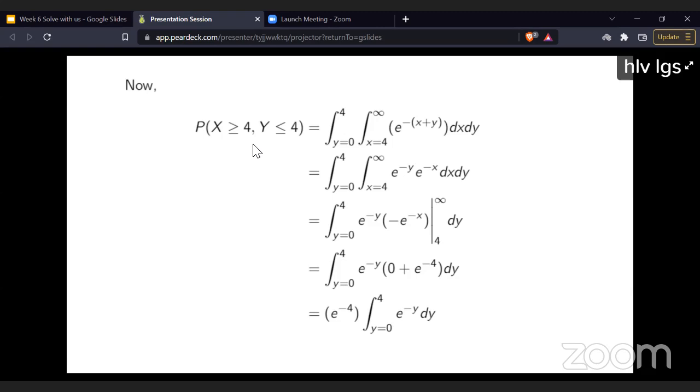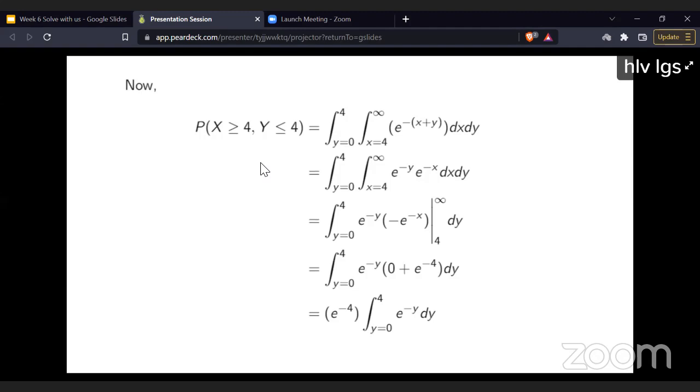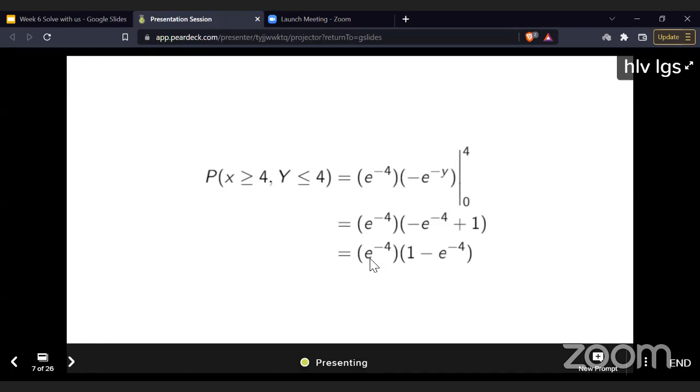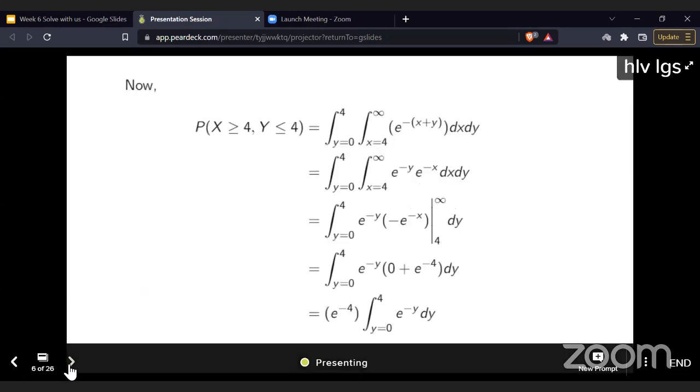It depends on what you want to integrate first. And just the limit alone is changing here. In the previous case, x was varying from 0 to infinity and y was also varying from 0 to infinity, but here the limit has changed. x is varying from 4 to infinity and y is varying from 0 to 4. Once you solve this, you will get e to the power minus 4 times (1 minus e to the power minus 4). So it's option B, right?